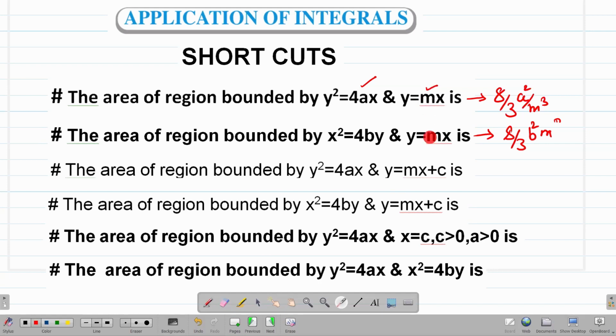These two lines are passing through the origin. But if instead of that, we get the area of the region bounded by y square is equal to 4ax type parabola and y is equal to mx plus c, then my answer is 72 a square by m cube square units.